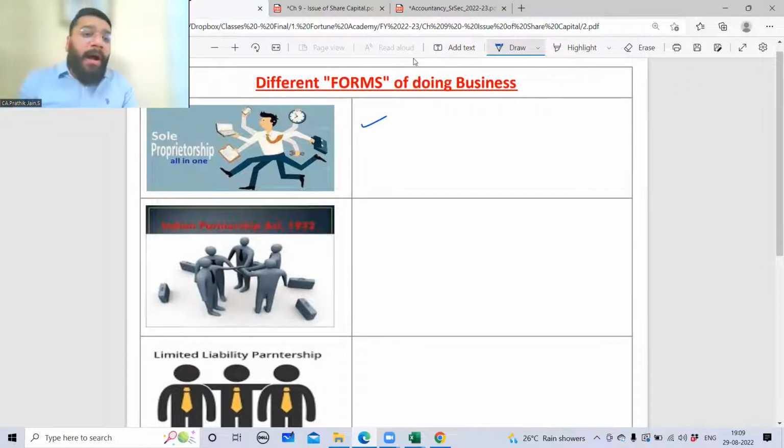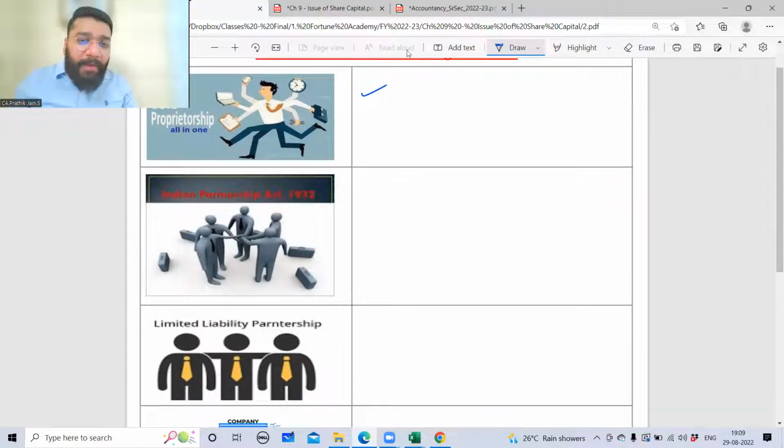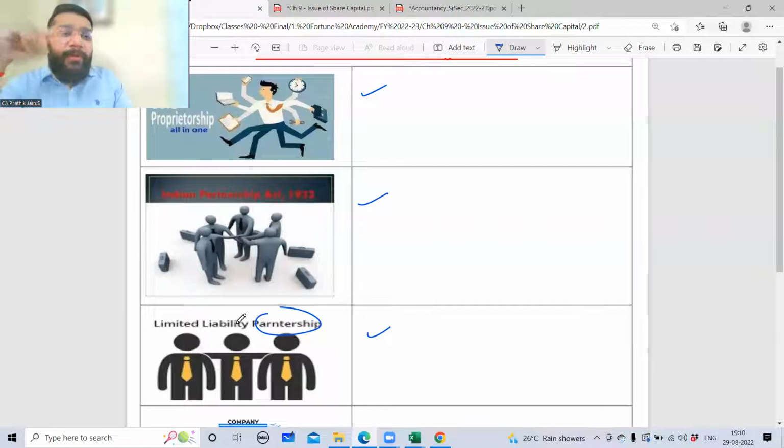So after partnership, you have something called LLP, which is also a partnership. Now, what is the difference? One item is the difference between the two from the perspective of liability. All of you know that partnership suffers with unlimited liability. What do you mean by unlimited liability?